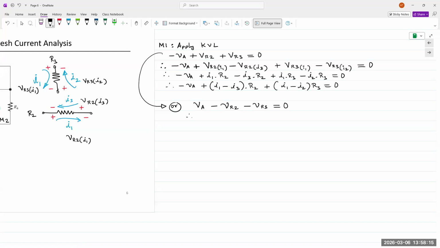So then I would obtain VA minus VR2 due to I1 plus VR2 due to I3 minus VR3 due to I1 plus VR3 due to I2. It should all sum up to 0. Right?